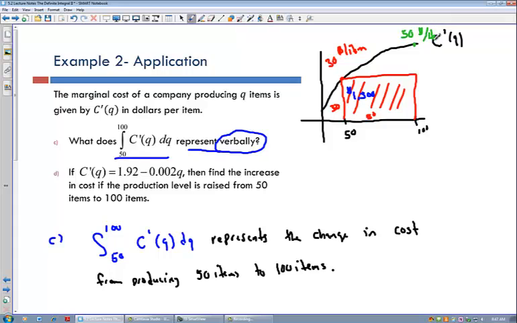And then you could take 50 times 50, right, and get the actual square here. And that would, from the picture, give you an upper bound. So 50 times 50 is $2,500. But it's the area that's giving you the change in the cost. And so this actually represents the change in the cost from producing 50 items to 100 items. You could also say it's the increase in the cost from producing 50 items to 100 items if it's actually an increase. But the change is probably really a better word to use.